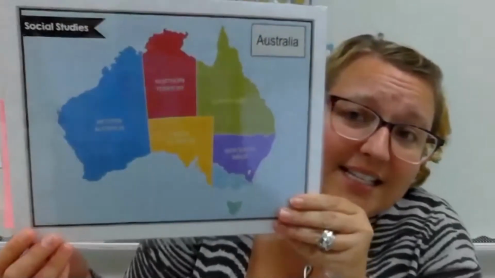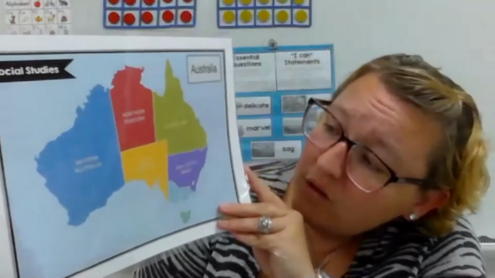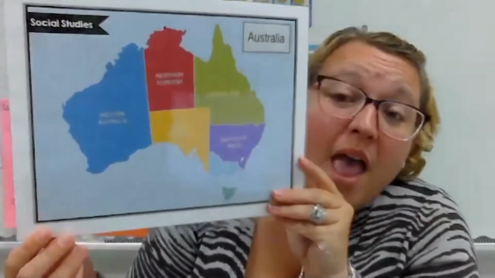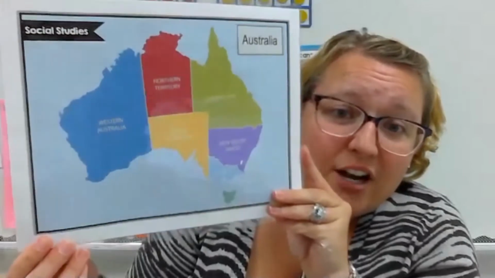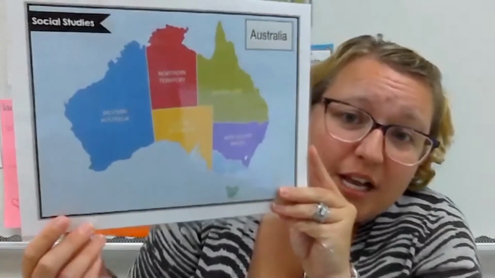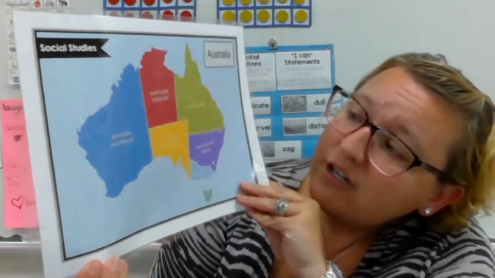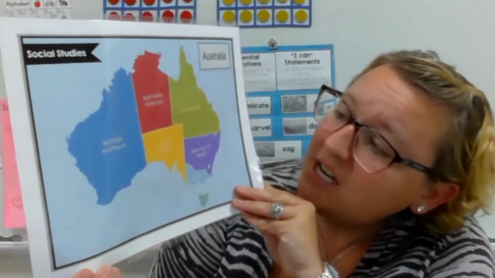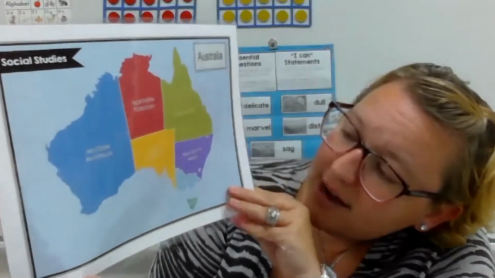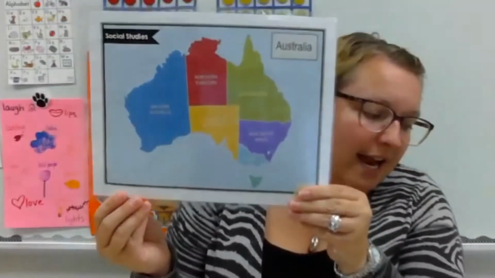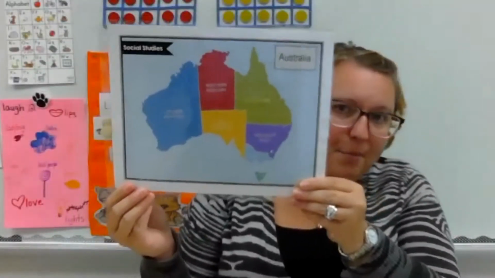I also have a map of Australia. Now this one is a little more basic. This is a map of Australia that only shows you the different territories of Australia. It doesn't tell you anything about the cities that are in that country, just broken up by territory. Okay, so there's Western Australia, Northern Territory, South Australia, Queensland, New South Wales, Victoria, and then down here is Tasmania. Okay, so that's kind of a little bit more of a basic map.